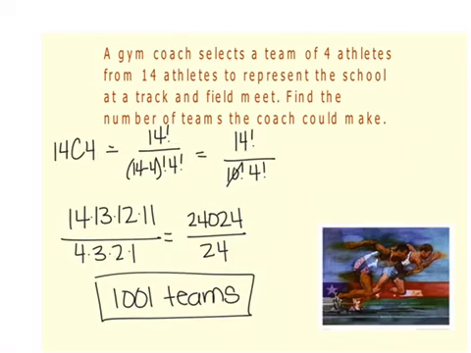So when I had a gym coach, I was selecting a team of 4 athletes from 14. I went and I did a 14C4. When I wrote this all out, I ended up canceling the 10 factorial on the bottom with the 10 factorial up on the top. So I was only left with 14 times 13 times 12 times 11 on top. And then I still had the 4 times 3 times 2 times 1 on the bottom. So when I multiplied those out and divided, I ended up getting 1,001 teams. If you got anything different, please come chat with me before moving on in the video.